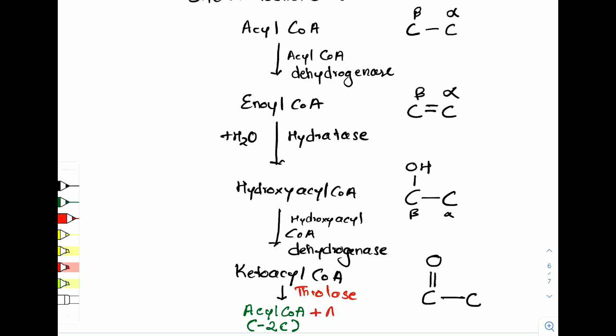And why is it 2 carbons less? Because a 2 carbon unit known as acetyl CoA is released, and this acetyl CoA ultimately enters the TCA cycle. So remembering the names of the enzymes is quite easy.